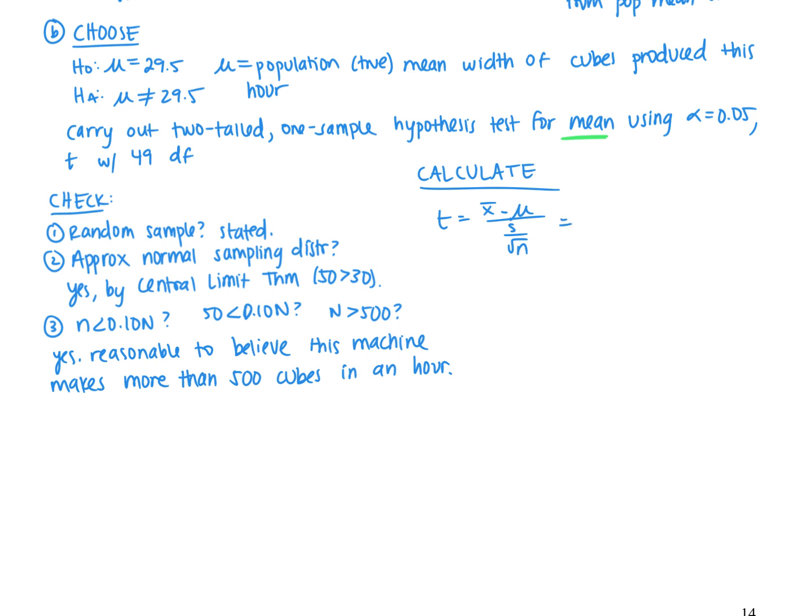The sample mean we were given is 29.4846. That mu comes from the null, so that's 29.5. The standard deviation was 0.09, and we're dividing by the square root of 50. We already know what this value is going to end up being. That's the standard error. So we also could have just put 0.013 because we already know the standard error. This ends up being about negative 1.21.